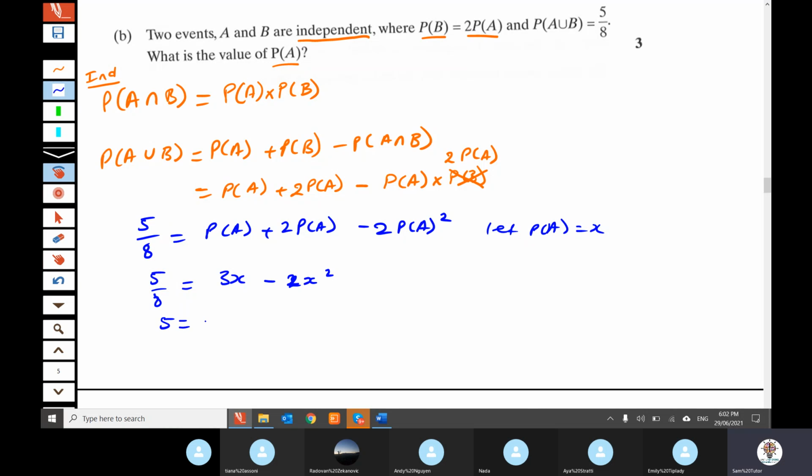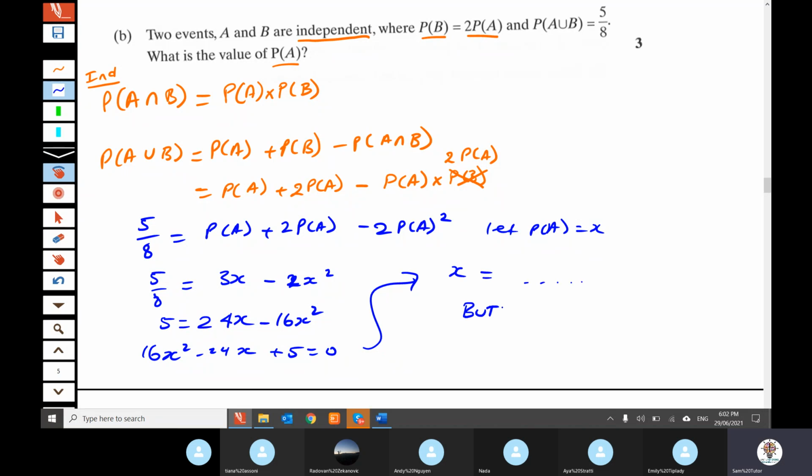Times everything by 8. Bring it over. Quadratic formula. You guys know it, but X must be greater than 0. It's probability. So you cross off the one that's negative, and that should be it. So X is the positive answer only.